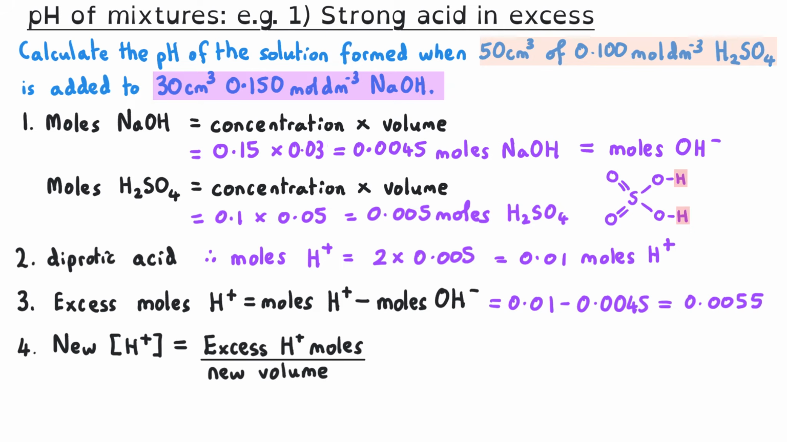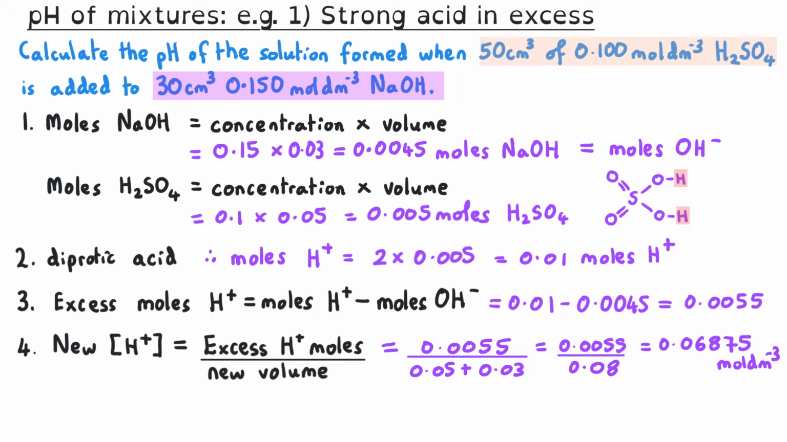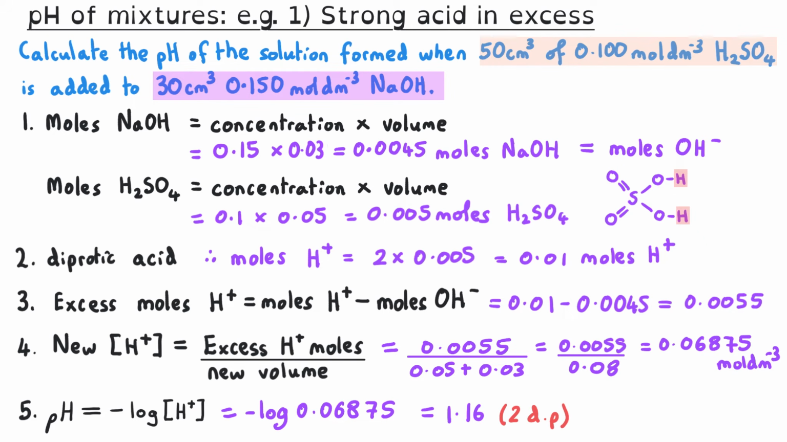We need to then work out the new hydrogen ion concentration by dividing this excess moles by the new volume, which is 50 cm³ plus 30 cm³, so 0.08 dm³. Once we've done that, we get a concentration of 0.06875. We then need to take the negative log of this answer to find the pH, and this gives us a pH of 1.16 to 2 decimal places.